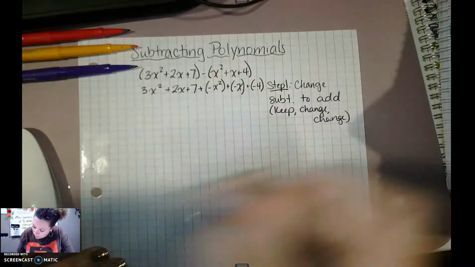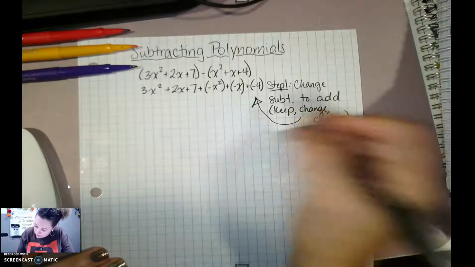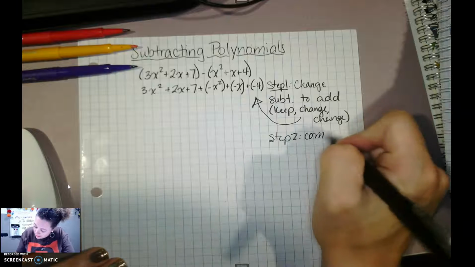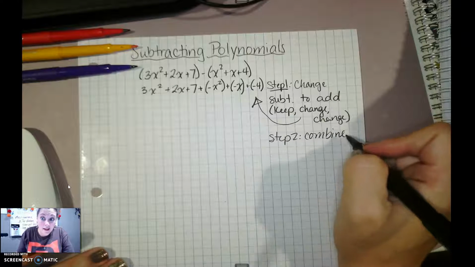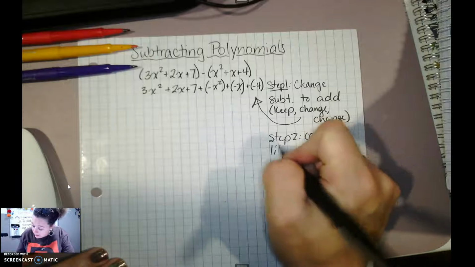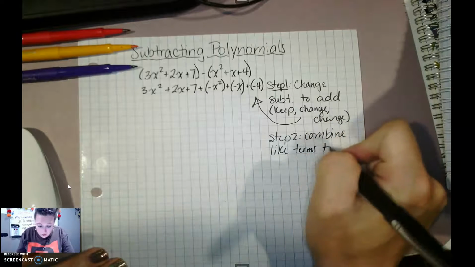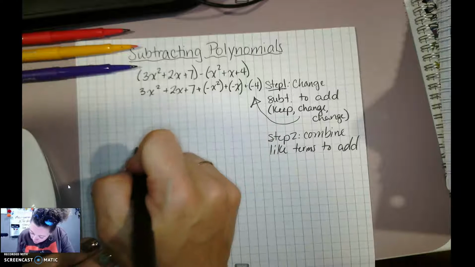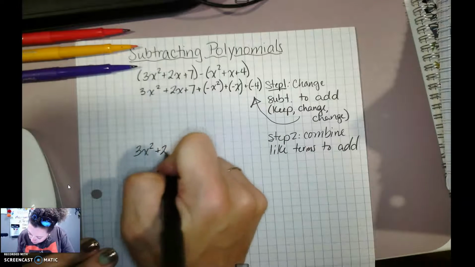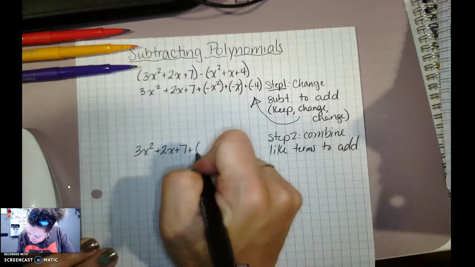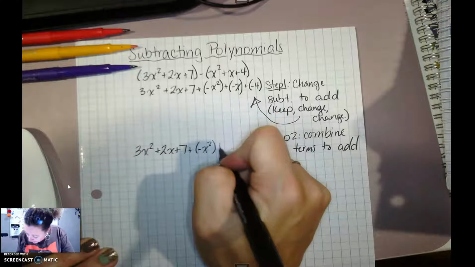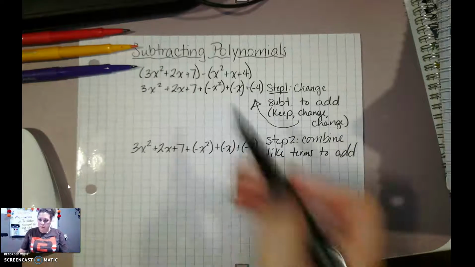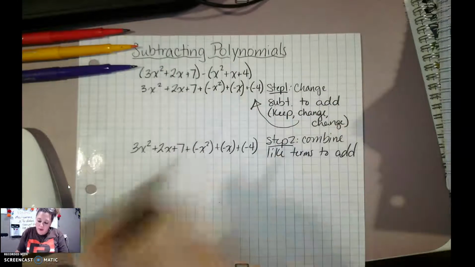So that's step 1. And step 2, we are going to combine, because now we have an addition problem. We've already done adding, so we can do this. So we're going to combine the like terms to add. So in step 2, I'll bring this down here. So we have 3x squared plus 2x plus 7 plus negative x squared plus negative x and then plus negative 4. So I'm going to take this problem from step 1 and I am going to identify my like terms.